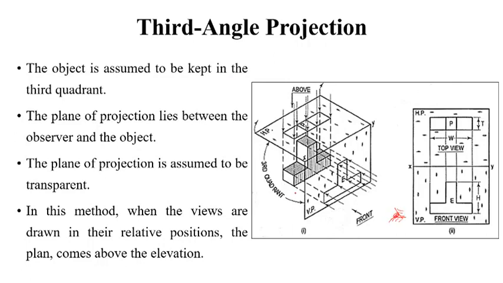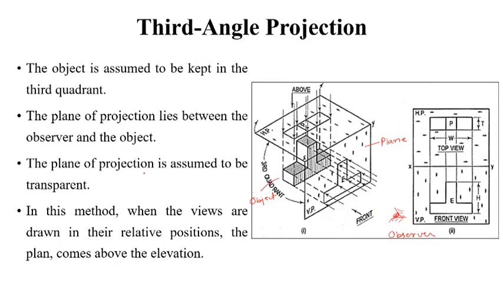So when we view from here, the plane of projection lies between the observer and the object. This plane is between the observer and the object. It is our object and this is your observer. So the plane will come in between the observer and the object. But in first angle projection, the object came between the plane and the observer.